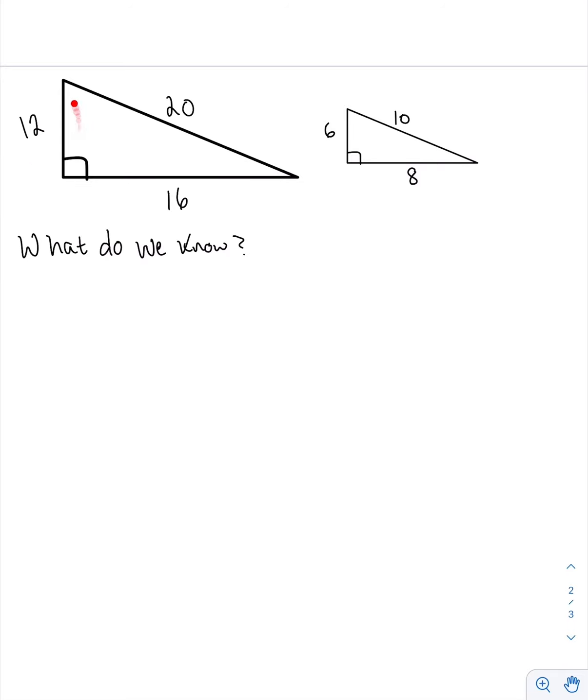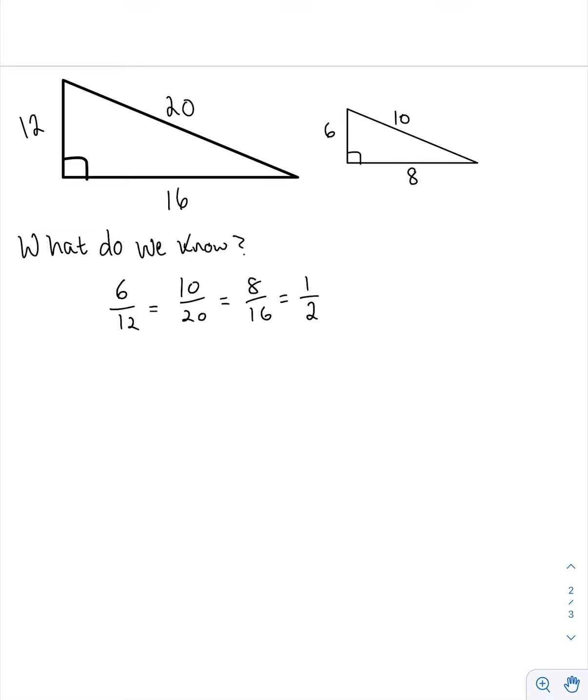So, let's see our similar sides. We have 12 here, 6 here, 20 here, 10 here, 16 here, 8 here. So what we're saying is that 6 over 12 equals 10 over 20, which equals 8 over 16, which all equals the ratio between these two triangles, which we can see is 1 over 2.